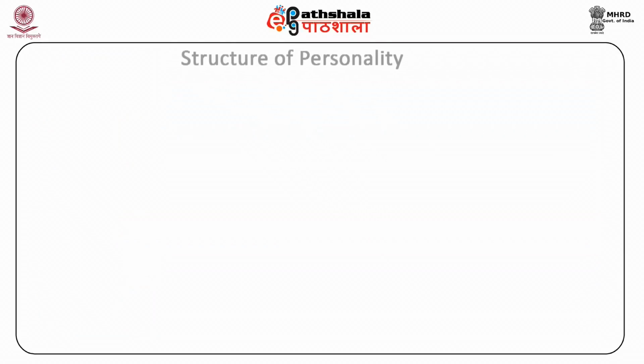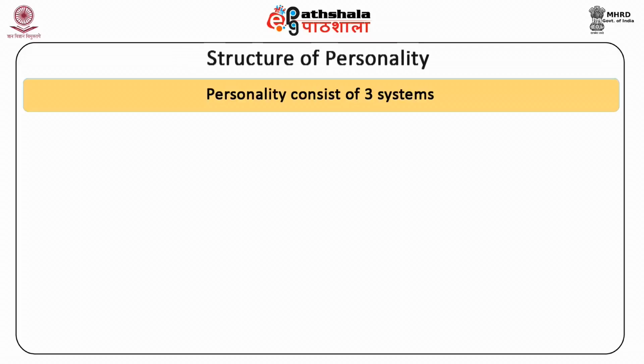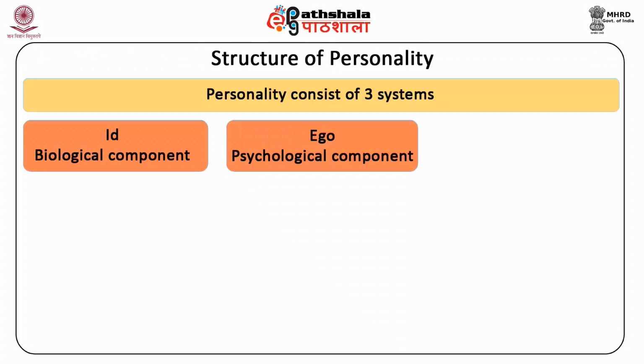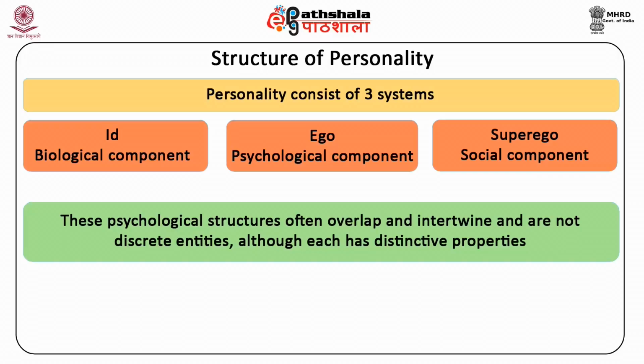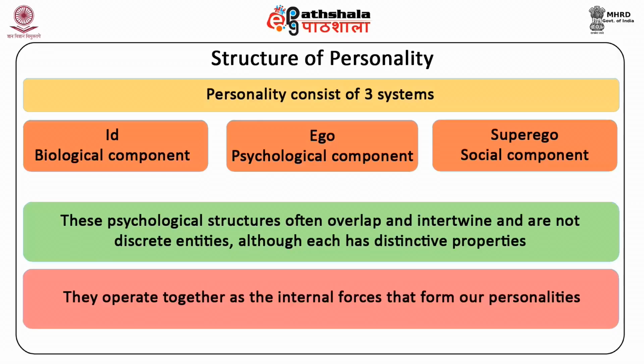According to the psychoanalytic view, the personality consists of three systems: the id, the ego, and the superego. These psychological structures often overlap and intertwine and are not discrete entities, although each has distinctive properties. The id is the biological component, the ego is the psychological component, the superego is the social component. They operate together as the internal forces and form our personalities. Using this theoretical structure can facilitate understanding of strengths and areas of difficulties in a personality.